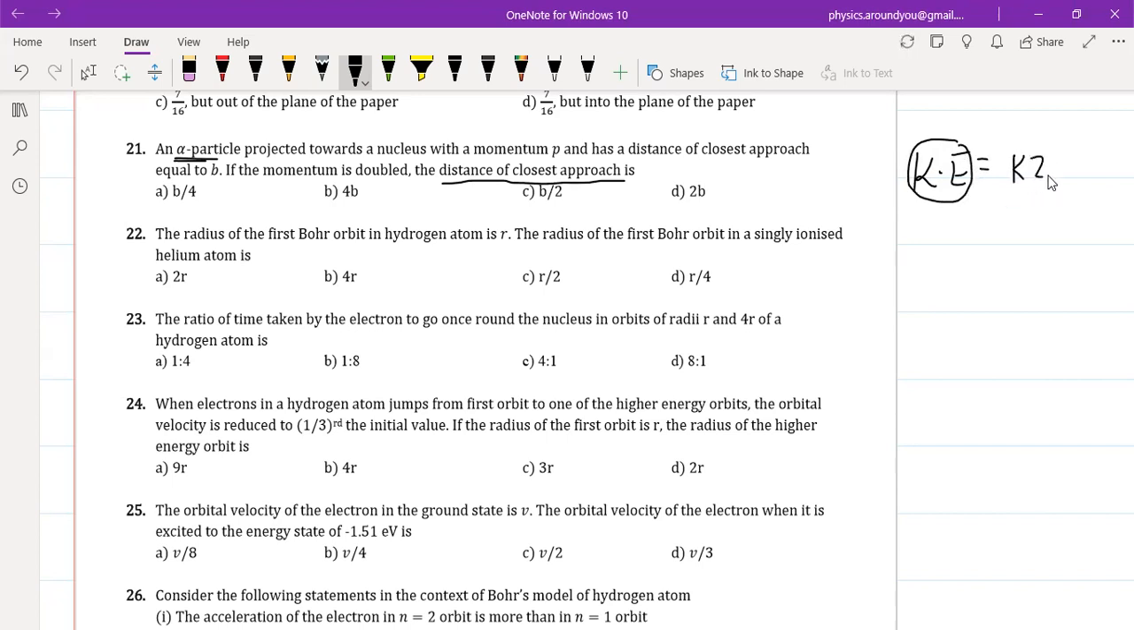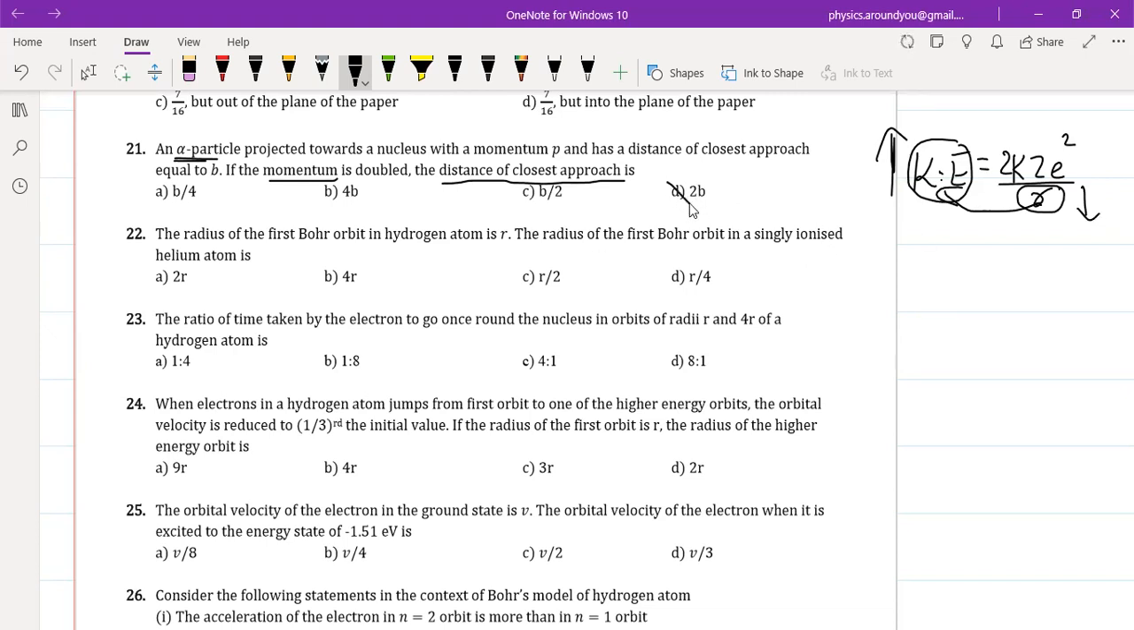If you look at the formula also, the R is the minimum distance, the stopping distance, that is proportional to the kinetic energy of the alpha particles with which it was fired. Look at this. If momentum is doubled, then definitely kinetic energy has increased. If kinetic energy has increased, since these two quantities are inversely proportional, stopping distance should decrease.